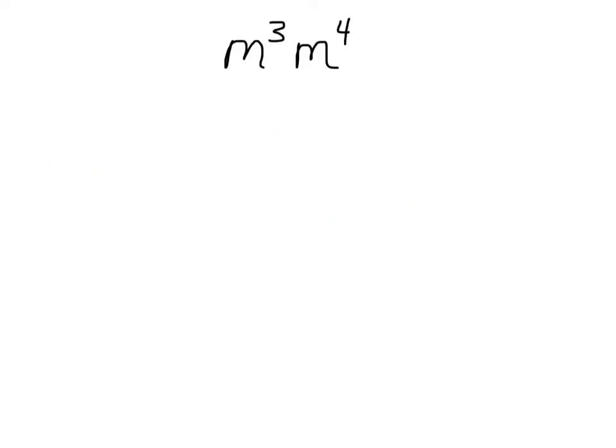So in this problem, since it's m to the third times m to the fourth, and m represents any number, then all we have to do is add the exponents. So we will get m to the seventh.